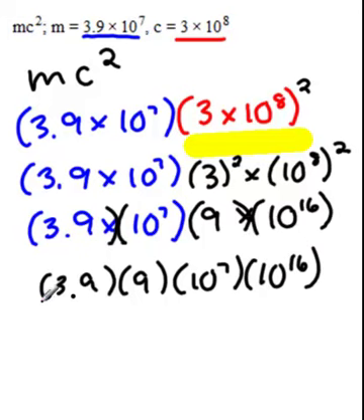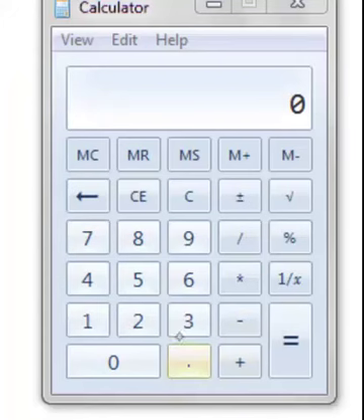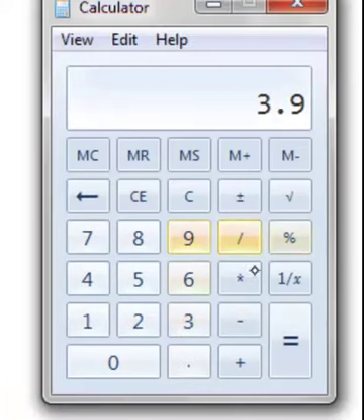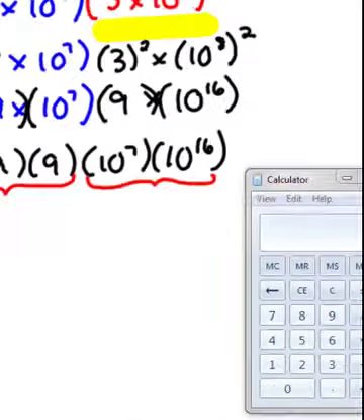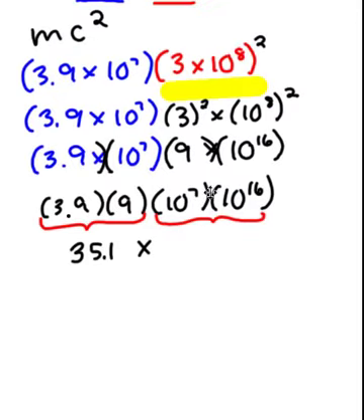My plan of attack is this. I'm going to multiply these two together and get an answer, and then I'm going to multiply these two together and get an answer. 3.9 times 9. 3.9 times 9 is 35.1. Here, I'm going to take 10 to the 7th times 10 to the 16th.